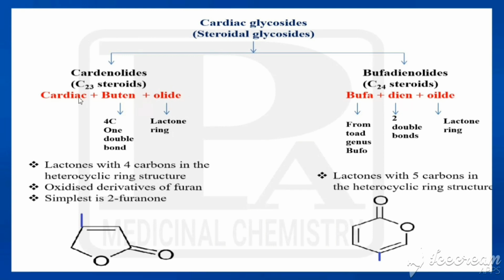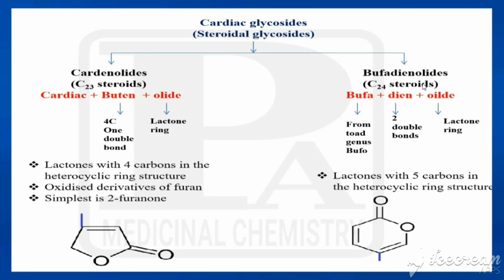We can divide the word cardenolide into cardiac and butanolide. Cardiac, we know, is used in the treatment of cardiac diseases, and butan means butyl, which we know has 4 carbons. So butan means 4 carbons with 1 double bond. Olide indicates a lactone ring. So cardenolides are used in the treatment of heart diseases, and they have 4 carbons with 1 double bond, and a lactone ring.